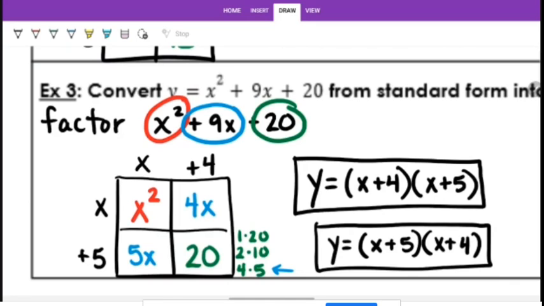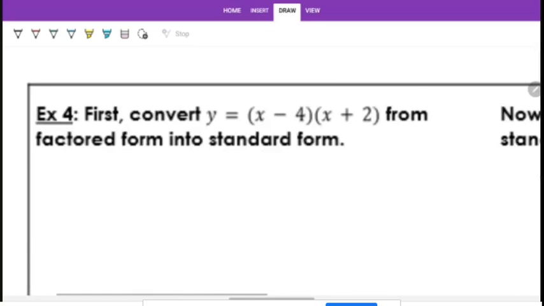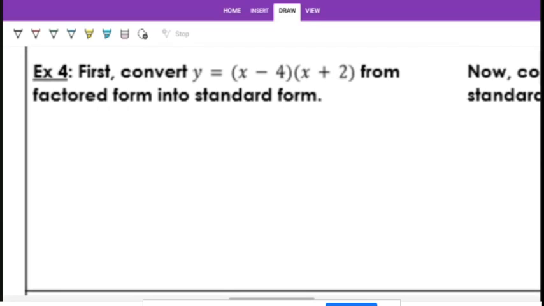Okay, so I want everybody to flip the page and take a look at example 4. In example 4, we're throwing something into the mix that we haven't seen yet. We've got a negative involved. Now, this is going to change our logic slightly. It's going to affect the way our numbers combine.